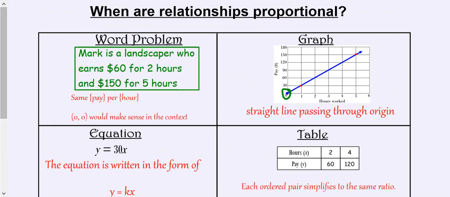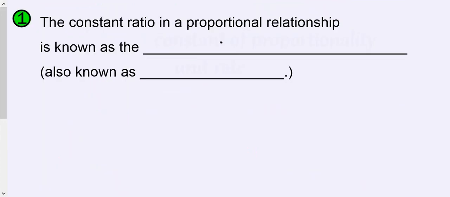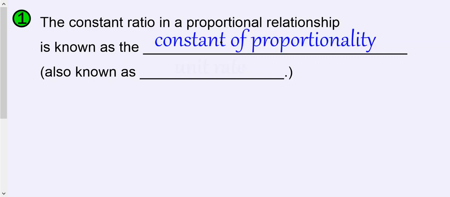Okay, the first thing that I want you to write down in your notes today is the constant of proportionality. The constant ratio in a proportional relationship is known as the constant of proportionality. We've been working with this in our last lesson. We just called it something different, and we called it the unit rate. So the constant of proportionality is the same thing as the unit rate. Make sure you get this written down before you move on.